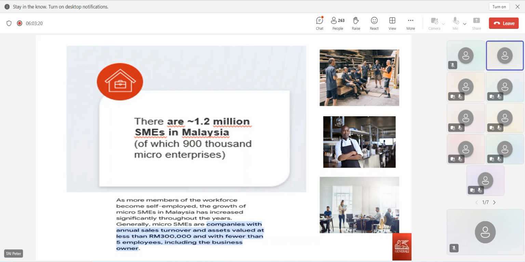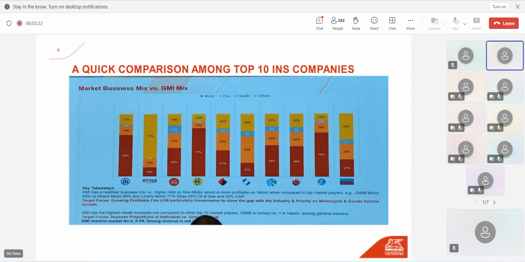Okay. Now I come back to my statement just now. When we do a quick comparison among the top 10 insurance company in Malaysia, these are the top 10 insurance company. Okay, number 1 to number 10, we are at number 3. So you can see every insurance company, they have their own strength and weaknesses. And for the top 10 companies, the only company that has a big substantial size in health is us, Generali, at 13%. Okay, the rest are all quite small. Okay, the rest are all below 10%.